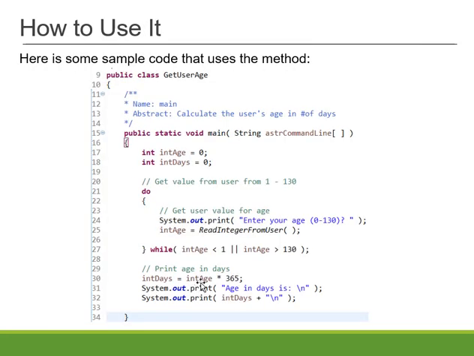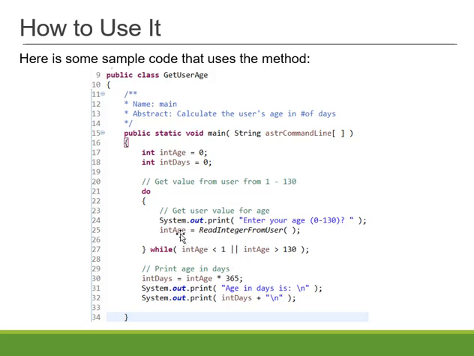Here is an example of how you can use this. So if I create a class called getUserAge, I am initializing my age and the number of days, and I have a do loop here, and I'm going to prompt the user to enter an age between 0 and 30. And you notice I have this OR statement on line 27.